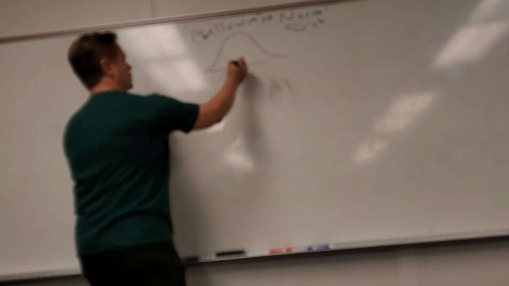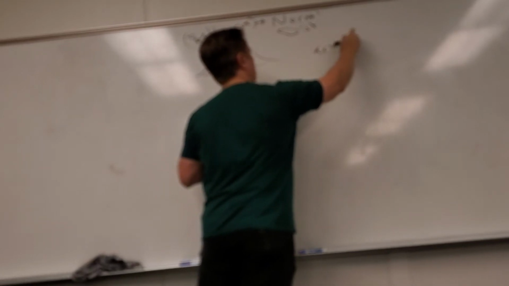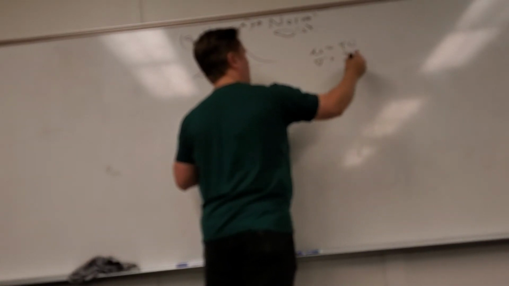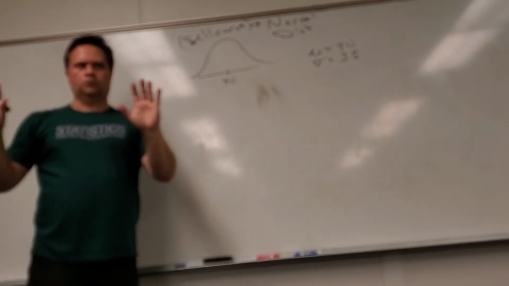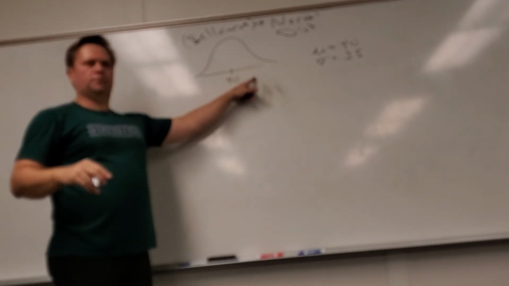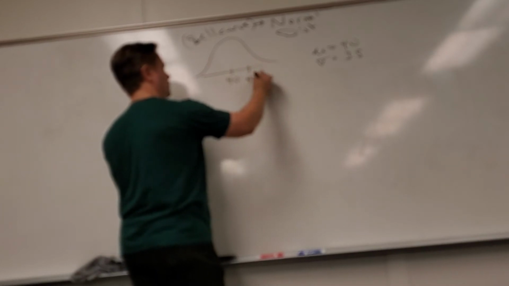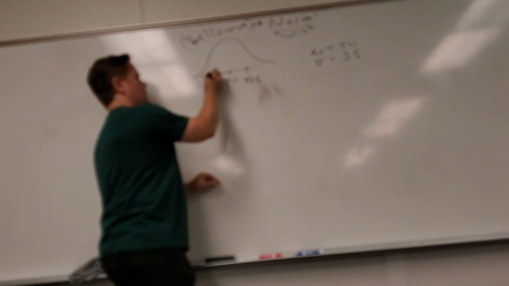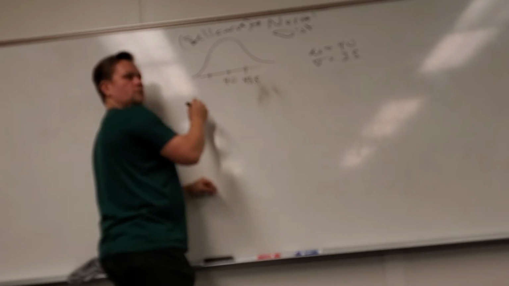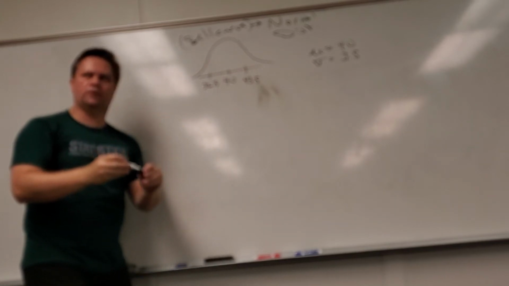So let me tell you a few things for sure about this. Let me say the mean is 40 and the standard deviation is 3.5. Cool? So we just know this. What's one step up from the mean? One standard deviation up. What's one step down? Yeah, 36.5.